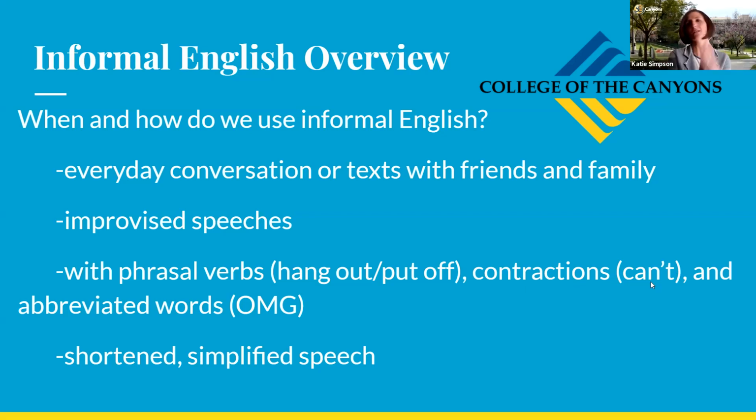We also use contractions a lot, right? When we make the words a little shorter, like can't or don't or won't. So we use those contractions a lot in informal English. And we also use abbreviated words, right? Like OMG, I'm sure you've heard that one for oh my gosh. We make it a little bit shorter because it's more informal that way. We can speak it much quicker and easier, which is why it's shortened, or more simplified speech. So it's a little bit more simple language. That's how we use this informal English.